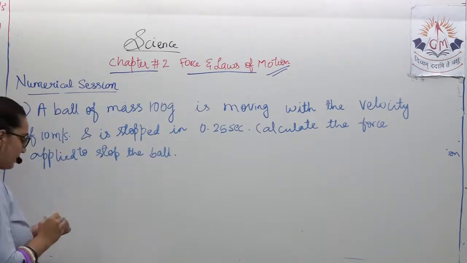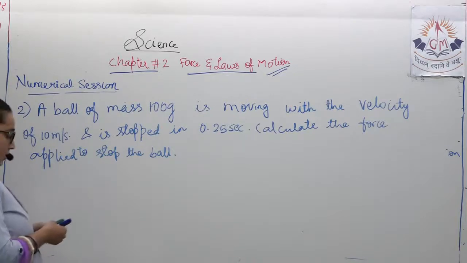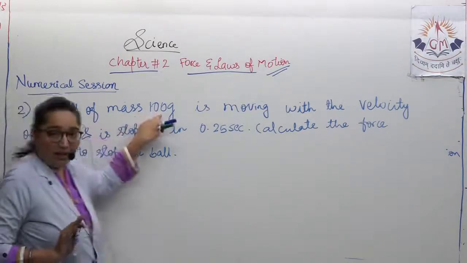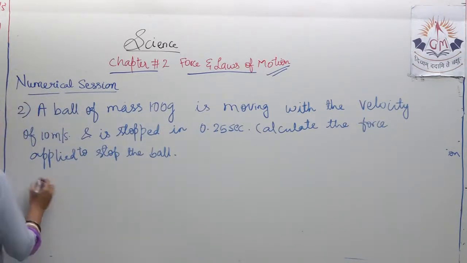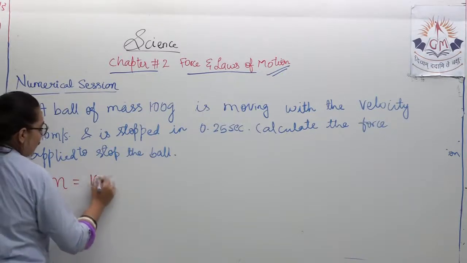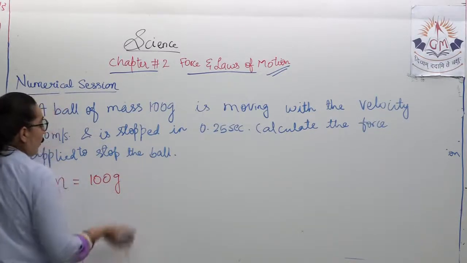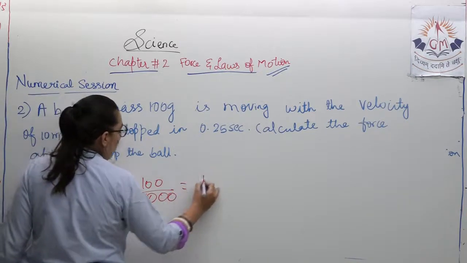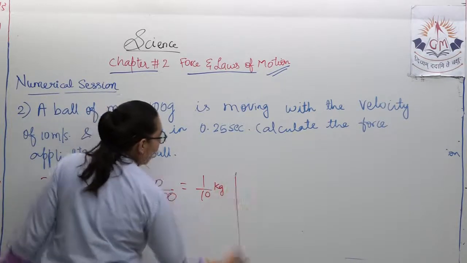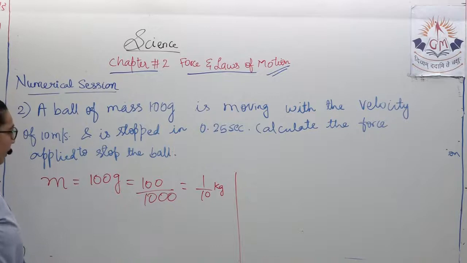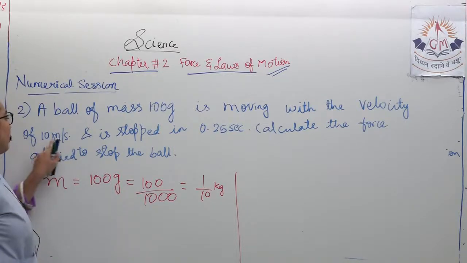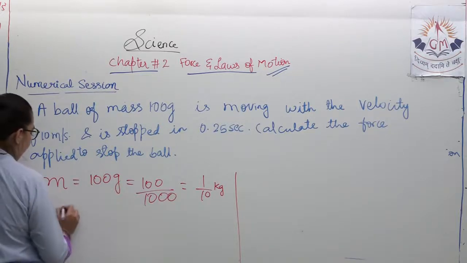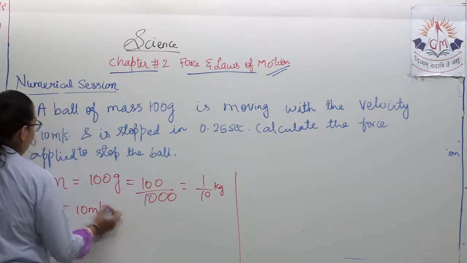Now, what is the force that is needed to stop the ball? First of all, see and think what is given. There is a ball of mass 100 gram. Without thinking about anything else, convert it into kilogram. So, divide by 1000. What do you get? 1 upon 10 kilogram. It is moving with the velocity of 10 meter per second, so its initial velocity is 10 meter per second.